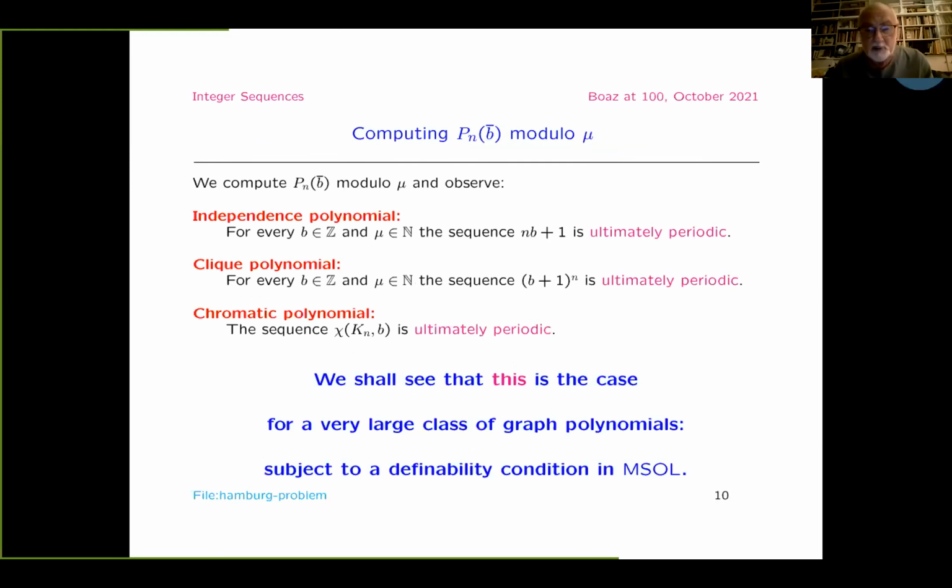We can also try to compute this sequence modulo a fixed number m, and then we observe that for the independence polynomial, the sequence is ultimately periodic. For the clique polynomial, the sequence modulo m is also ultimately periodic, and for the chromatic polynomial, it is also ultimately periodic for a fixed modulus m. And the purpose of this talk is to see that this is the case for a very large class of graph polynomials subject to a definability condition in monadic second order logic.